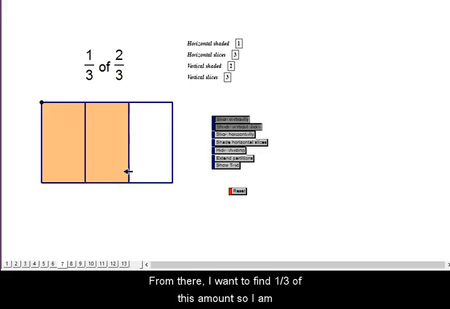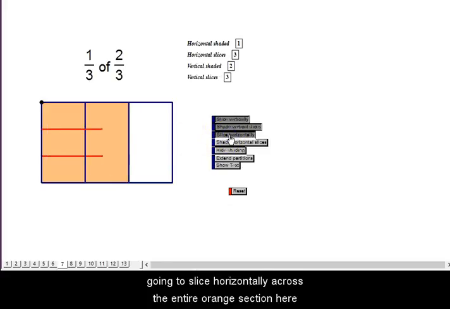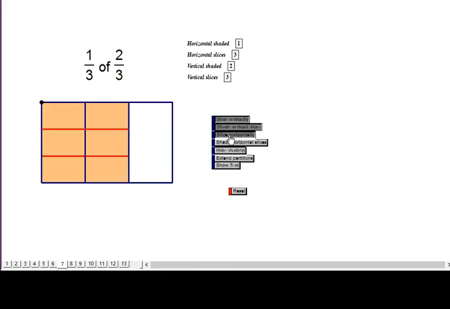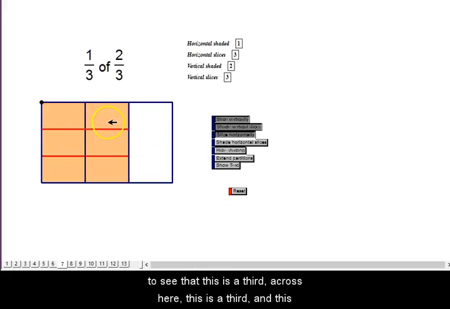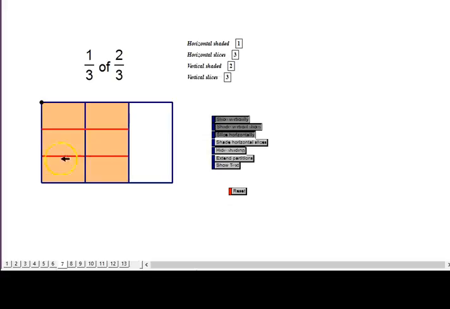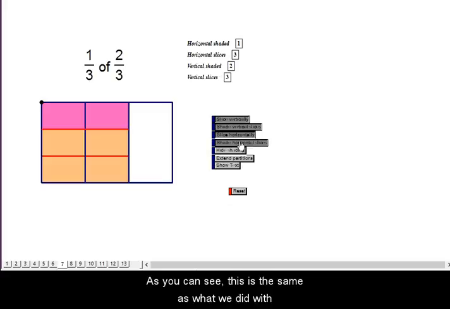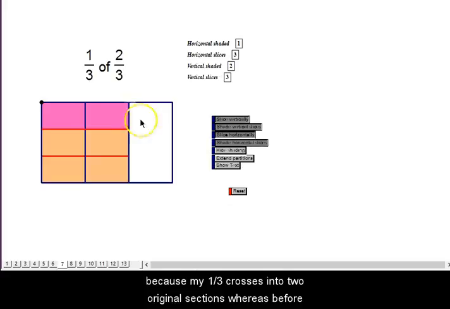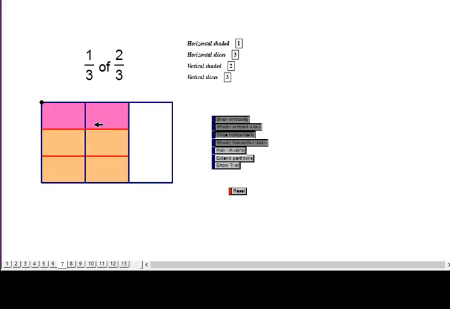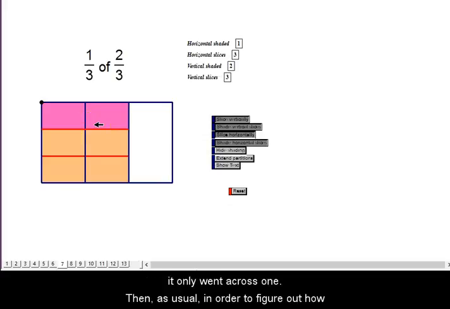From there, I want to find 1/3 of this amount, so I'm going to slice horizontally across the entire orange section here to see that this is a third across here, this is a third, and this is a third, and I'm going to shade in one of those thirds in pink. As you can see, this is the same as what we did with the unit fractions examples, but here it looks a little different because my 1/3 crosses into 2 original sections, whereas before it only went across 1.